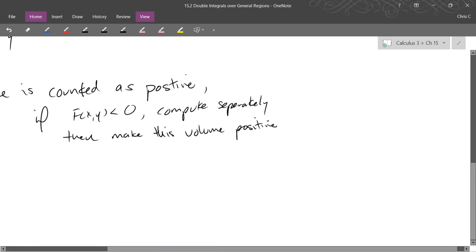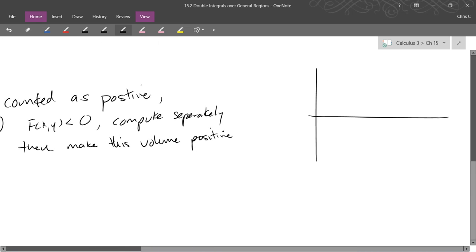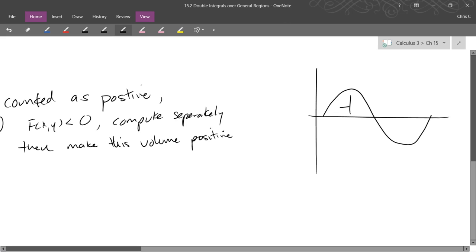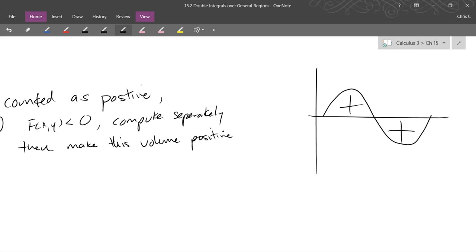So what am I talking about? If we were doing area, and I asked you for the total area, you could say it cancels out, but I want you to count this whole thing as positive area, and then count this separately as positive area. That's all I mean. So split up your region into what would be negative, and then force it to be positive.